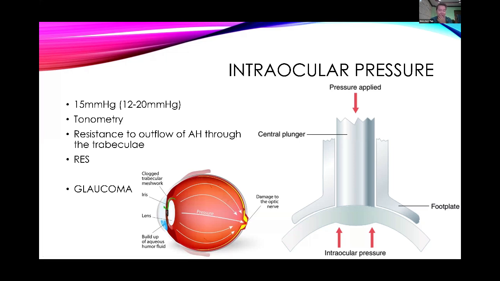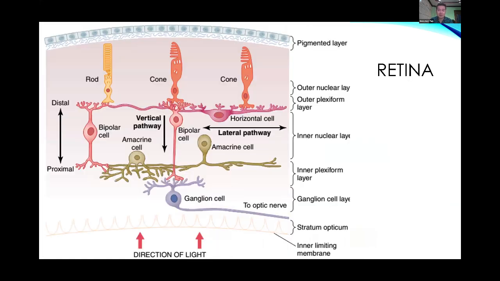Hindi naman masakit. So glaucoma is one of the complications which can lead to blindness. The normal intraocular pressure is 15 millimeter mercury, average range of 12 to 20 millimeter mercury.